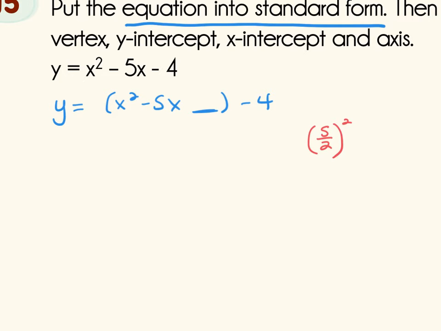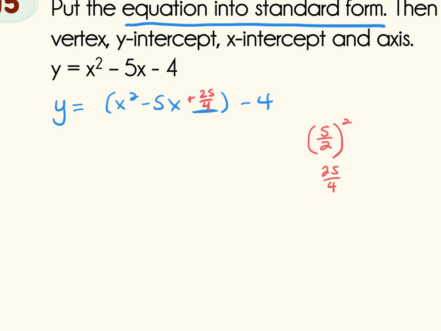So this is where it gets a little bit harder because 5 is not even, so this is no longer a whole number. 5 divided by 2 can't get simplified. It would stay as 5 divided by 2. And then I'd square it, and it becomes 25 over 4. So I add that inside the parentheses.